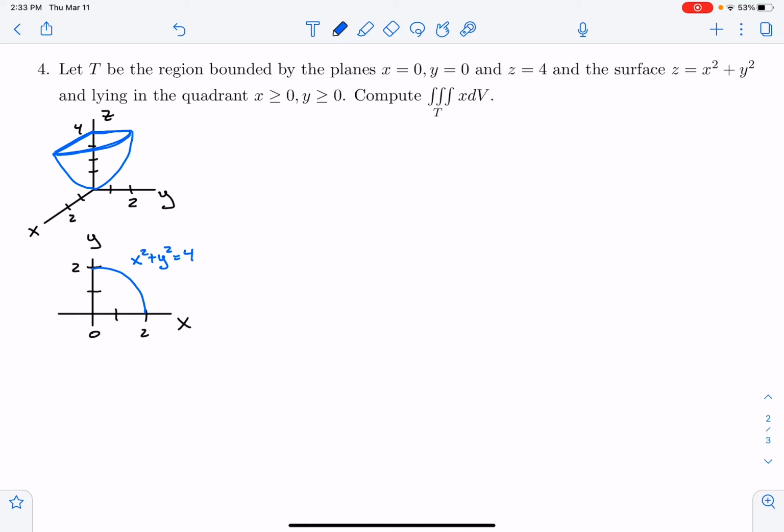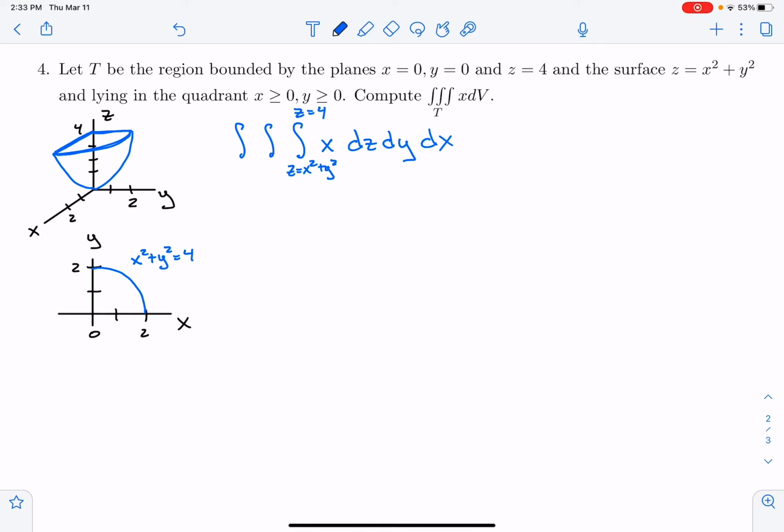Our goal is to integrate the function x dV. So I want to essentially form a triple integral. That triple integral is going to be of the function x, and then I'm going to integrate dz, dy, dx. So let's start with the limits of integration in z. Z starts at the bottom of the bowl, so that's going to be x squared plus y squared. And then it goes up to z equals 4.